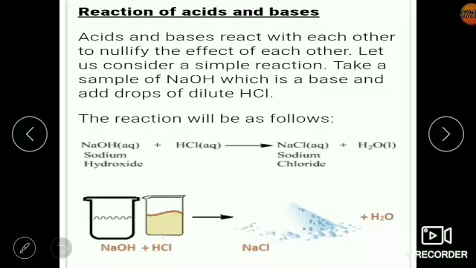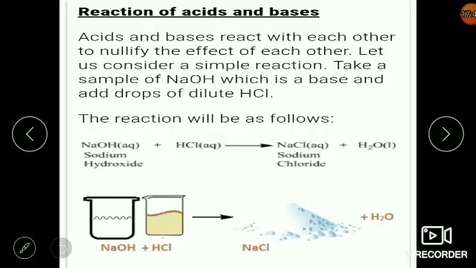The last type of reaction. So far we have seen how acids and bases react with different materials or compounds. Now we'll see what happens if we mix these two. If we mix these two complementary things together, what happens? Now you know that acid is complementary to base. So we can expect that they will neutralize each other, diminishing the effect of each other.